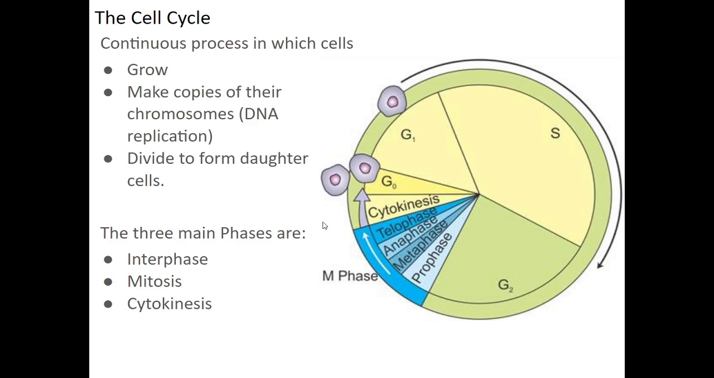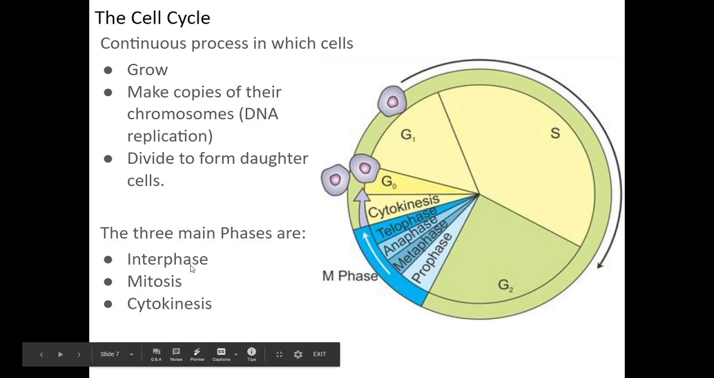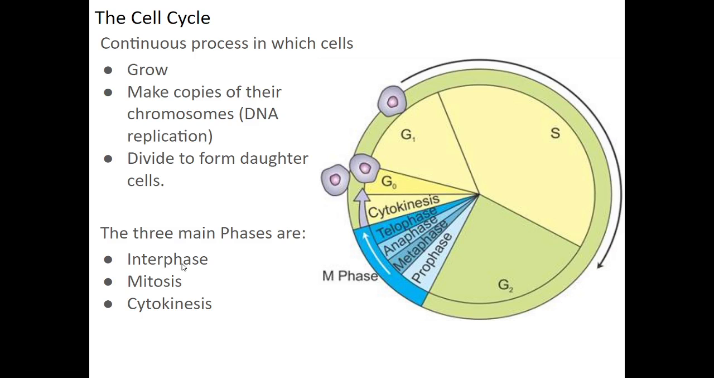Okay. There are 3 main phases. Everything that's not cytokinesis and mitosis, so the G0, G1, S, and G2, these are all something called interphase. And it just means the phase in between division. So from G0 to G1, S, and G2, that's interphase. That's where the bulk of the cell life is spent.